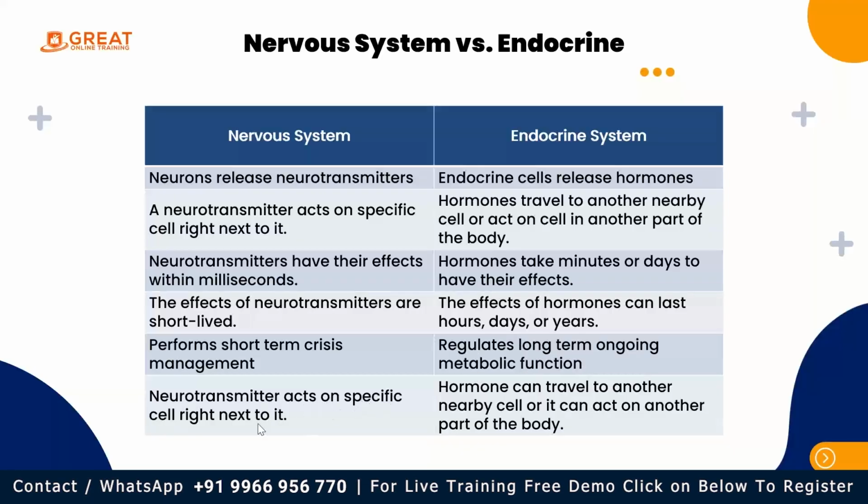Neurotransmitters act on a specific cell right next to it. This is already done. A hormone can travel to another nearby cell, or it can act on another part of the body. This is the difference between the nervous system and the endocrine system.